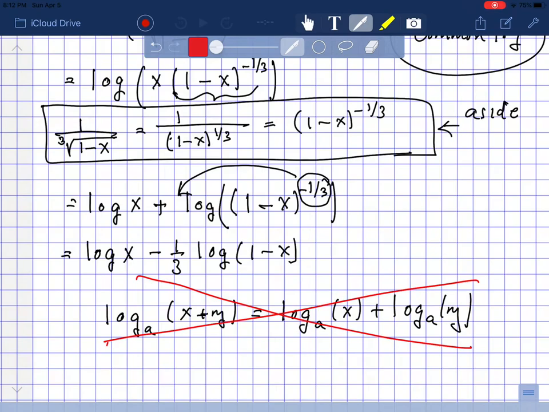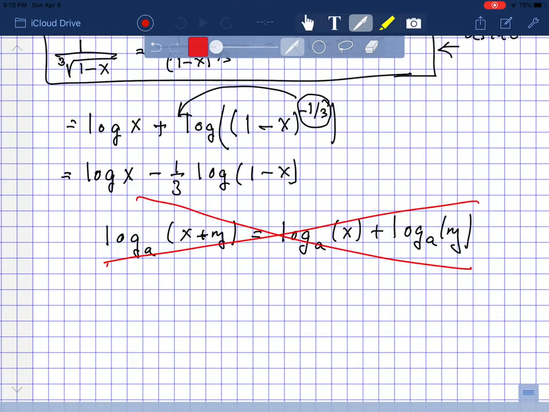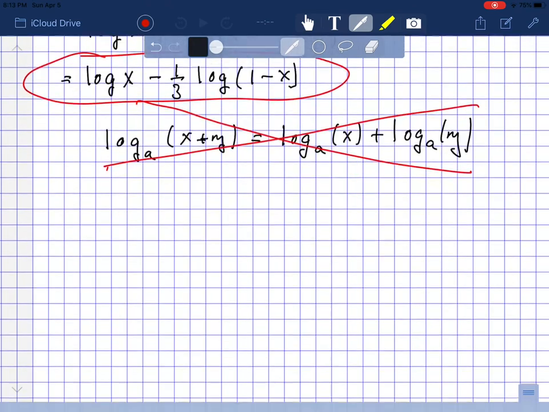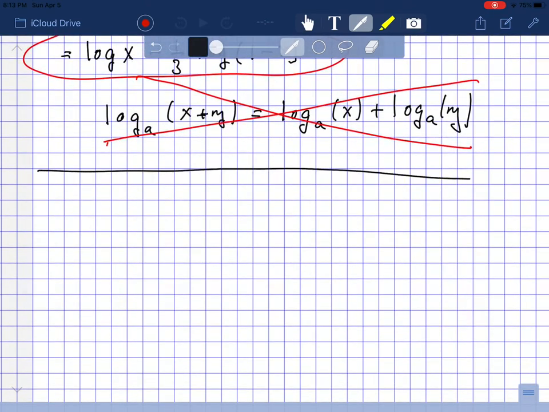Because if I could, look what would happen. I'd be taking the log of 1 plus the log of minus x. But if I'm assuming that x is bigger than 0, then minus x would be negative. I'd be taking the log of a negative number, and that just wouldn't make any sense. Okay. So this is our final answer. All right, let's take a look at another problem.